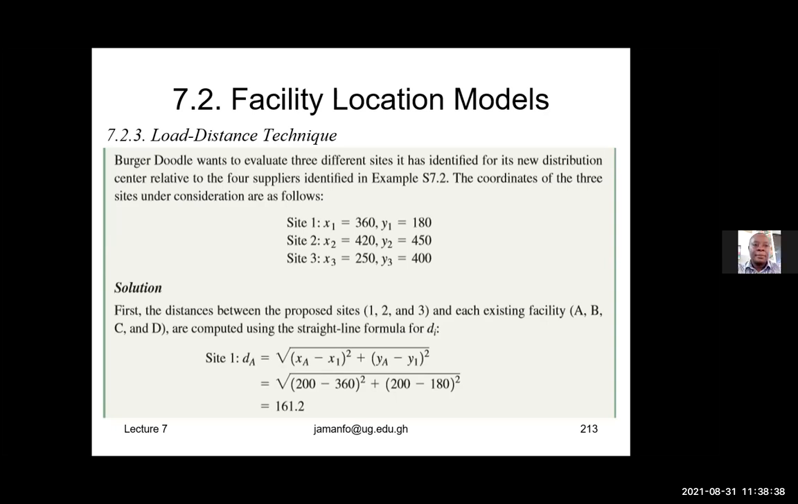The internet is not stable. I didn't get a figure. No, the X is 250. We corrected it from 300 to 250. Okay. It's 434.2. Now do it for site 1 and supplier D.